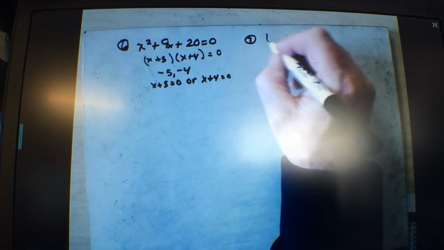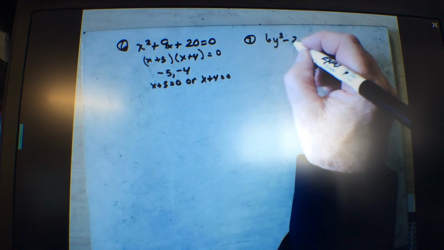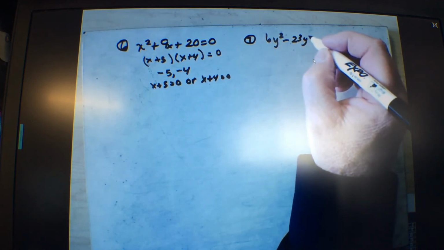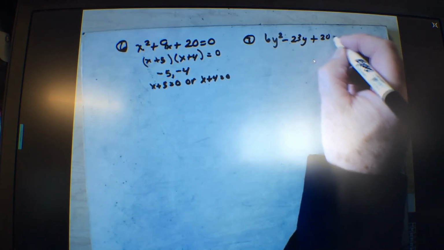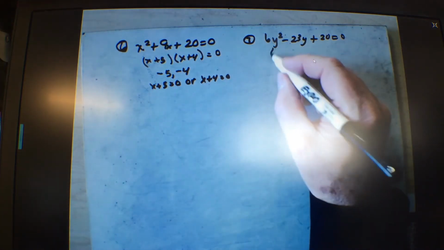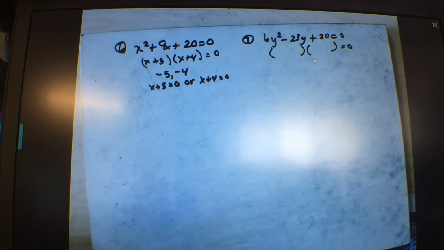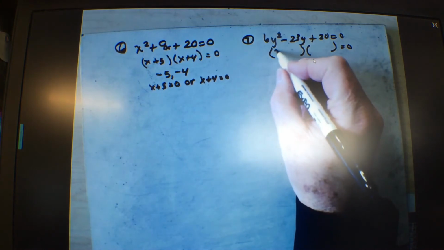Take a look at this one. 6y squared minus 23y plus 20 equals 0. Okay, this one is a toughie. You gotta kind of guess at what you want to use for 6y. 3y and 2y, all right?